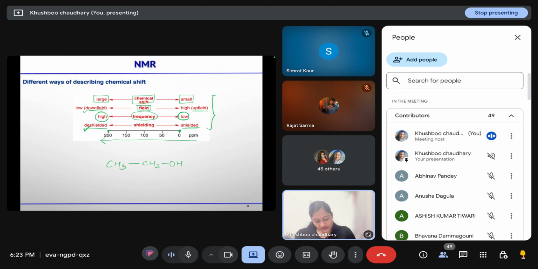Now in this molecule, I'm giving it a number. I'm denoting the carbons as A and B. Now tell me, is A upfield or downfield? Downfield. Okay, others?